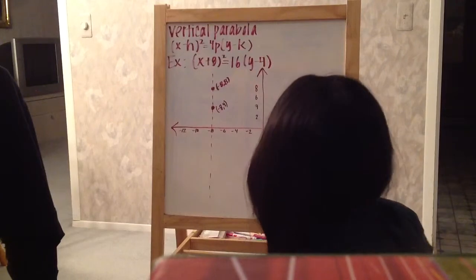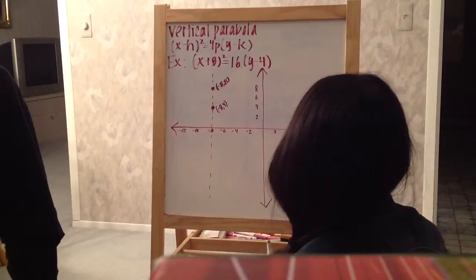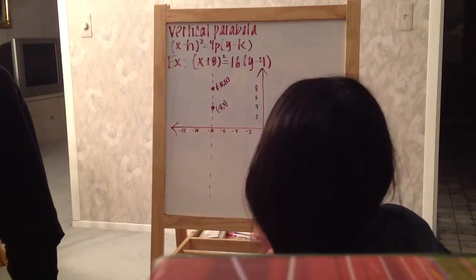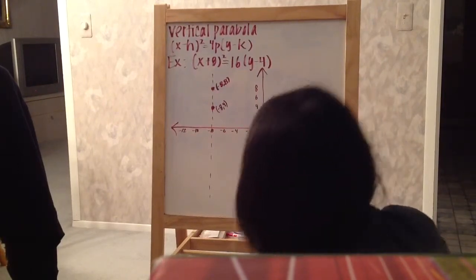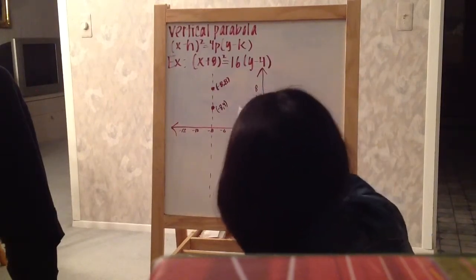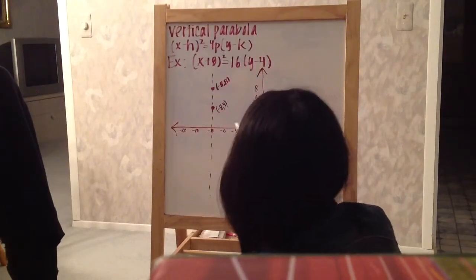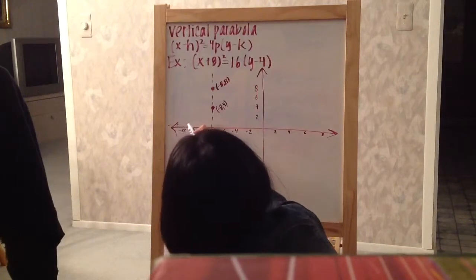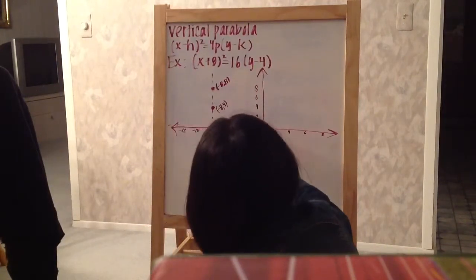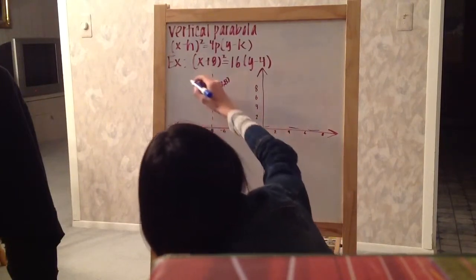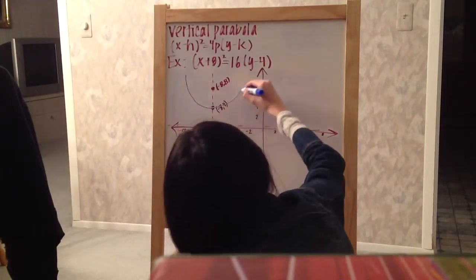Next, I want to identify my line of directrix, which is the distance from the vertex to the focus, but in the opposite direction. So I subtract 4, which is my p value, from the y value of the vertex, which gives me y equals 0 as my line of directrix. And then I just graph my vertical parabola.